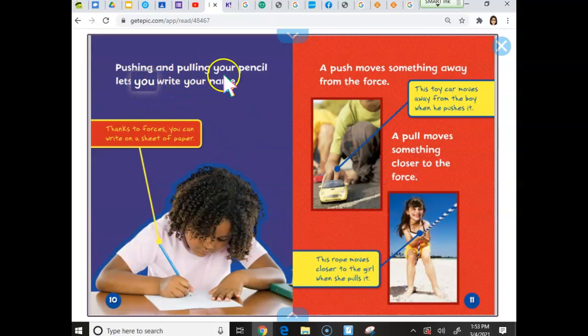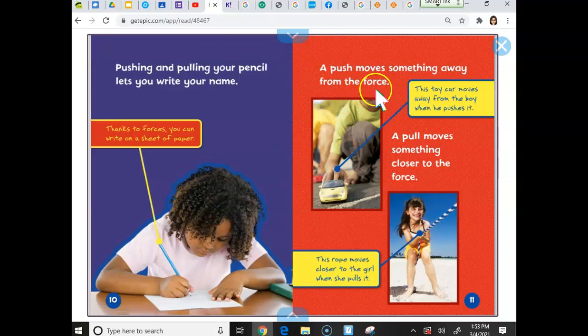Pushing and pulling your pencil lets you write your name. Thanks to forces, you can write on a sheet of paper. All right, think about your pencil. What motion do you normally use when you write? You normally go up and down, right? Yes, we do. To write.